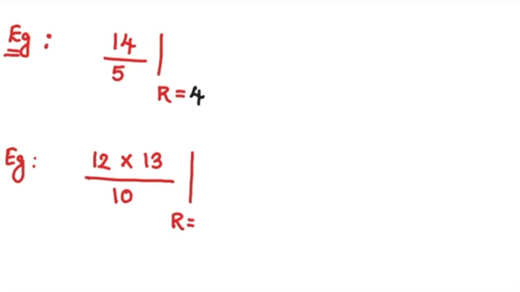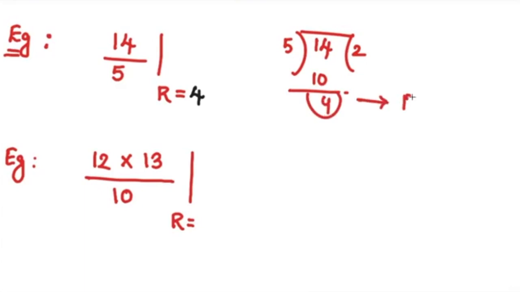Why? Because 5 twos are 10. And how do we generally do this? 14 by 5 means we'll just use the 5 table. 5 ones are 5, 5 twos are 10, 14 minus 10 is giving a result as 4. 4 is going to be the remainder.